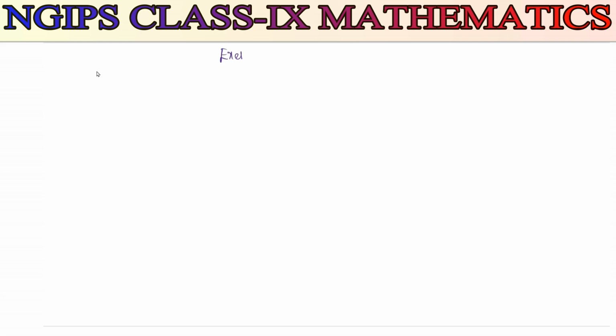Exercise 5a. The first one, factorize by taking out the common factors.